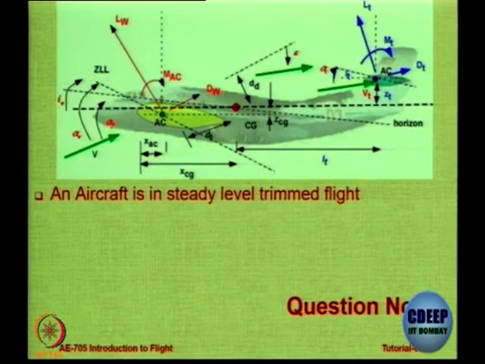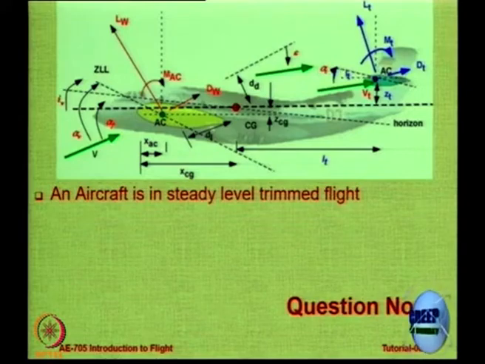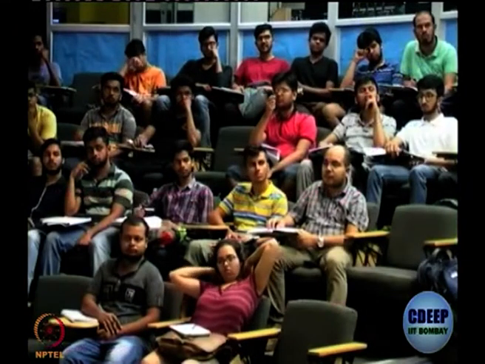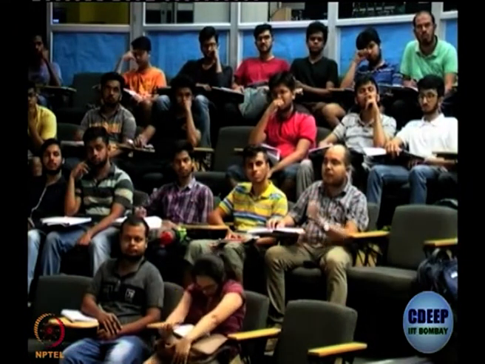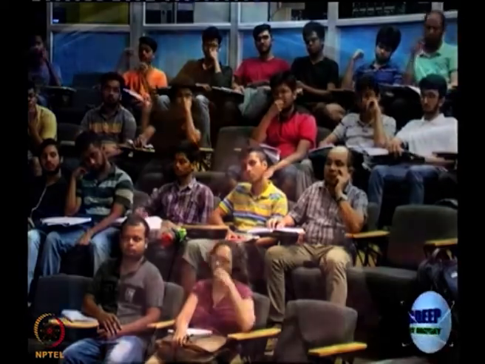So what is the meaning of trimmed flight? When do you say that the aircraft is in a trimmed condition? Somebody here? Yes, what do you mean by trimmed condition? Control stick. Okay, so from the pilot point of view, a trimmed flight is when the pilot feels no net force on the control stick. But when will it happen from the aircraft designer's point of view? When will that happen? Okay, take a mic. When will that happen?